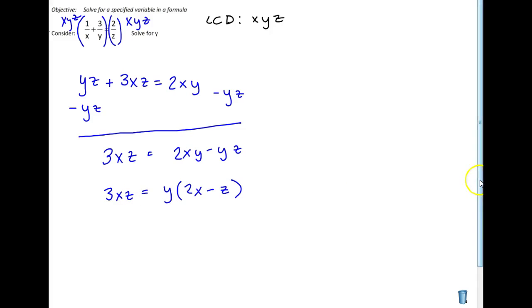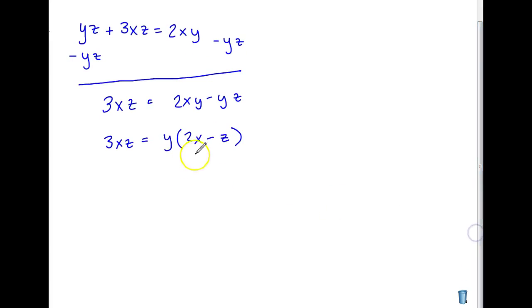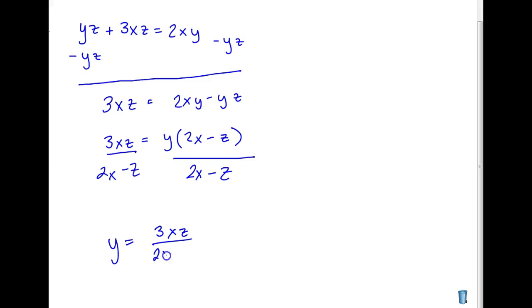And I'm almost done now. Now all I need to do is divide by the 2x minus z, which is keeping my y from being by itself. 2x, oops, not z. Where's my eraser? 2x minus z. So now what I have is y equals 3xz divided by 2x minus z.